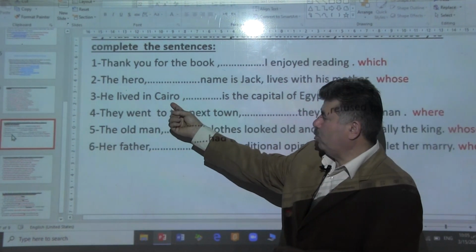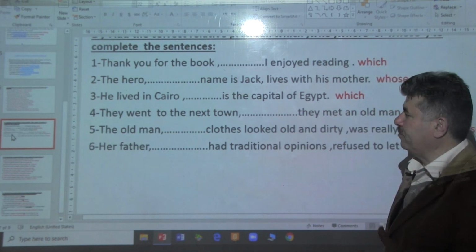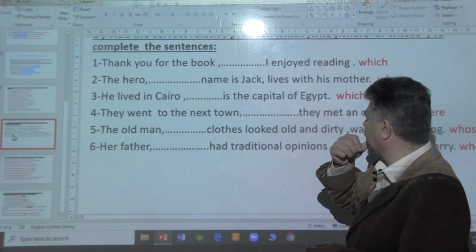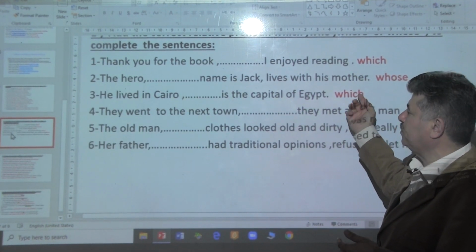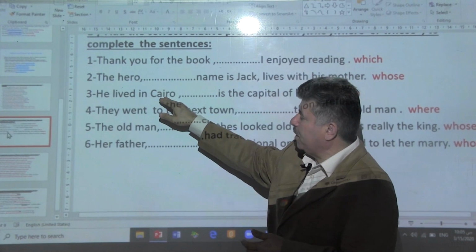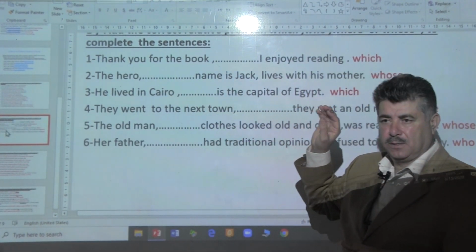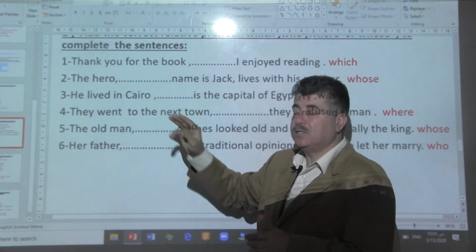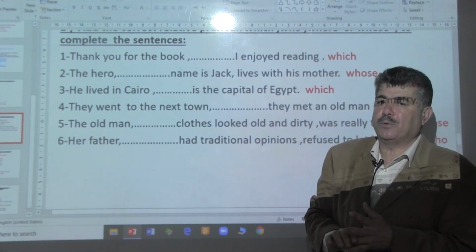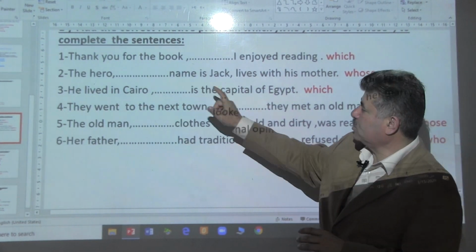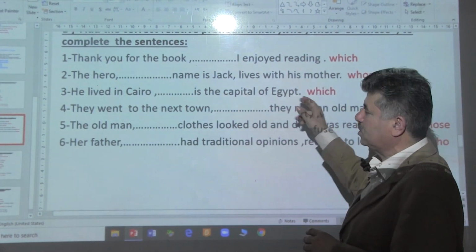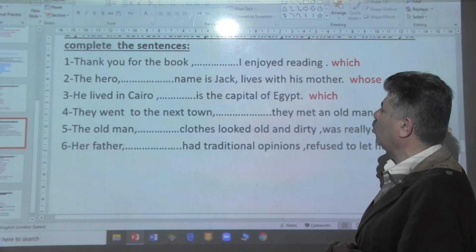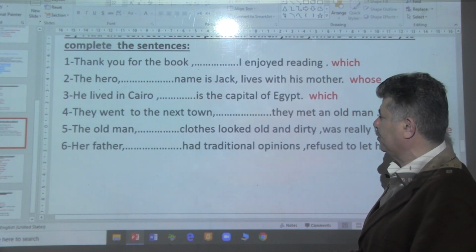He lived in Cairo. Cairo, as you know, is a city, it's the capital of Egypt. So here we are using which because it is a thing. If the place is followed, this is an important point, if the place is followed by a subject, noun or a pronoun, we use where. But if it's followed by a verb, we have to use which after names like Cairo or cities, whatever. He lived in Cairo, which is the capital of Egypt.